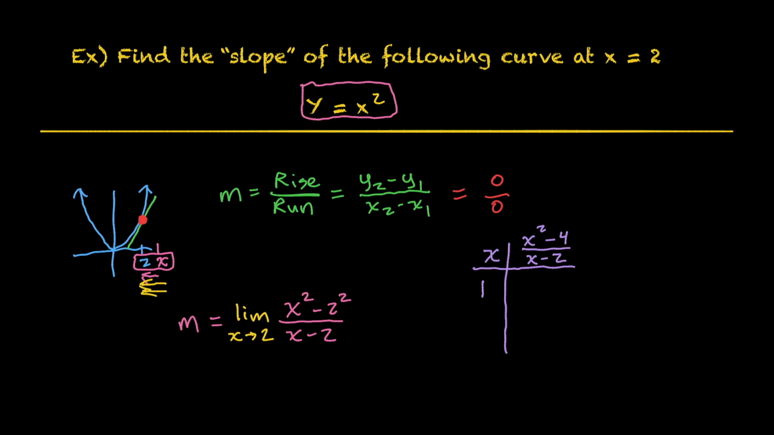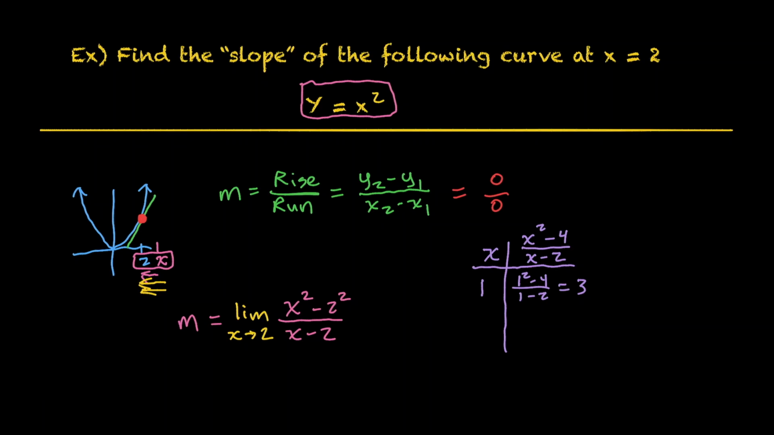Okay, and I'm going to plug it in. So 1 squared minus 4 over 1 minus 2. And we're just careful with this arithmetic, and when we do this, we're going to get 3. Okay, and again, a single value really doesn't tell you anything. I need to continue and allow x to get closer and closer to 2. So now maybe I'll plug in 1.9. Now if I plug in 1.9, I'll get 1.9 squared minus 4 over 1.9 minus 2, and I'll get 3.9. Okay, now I'll try again, 1.999, and if I do that, I'd get 3.999.